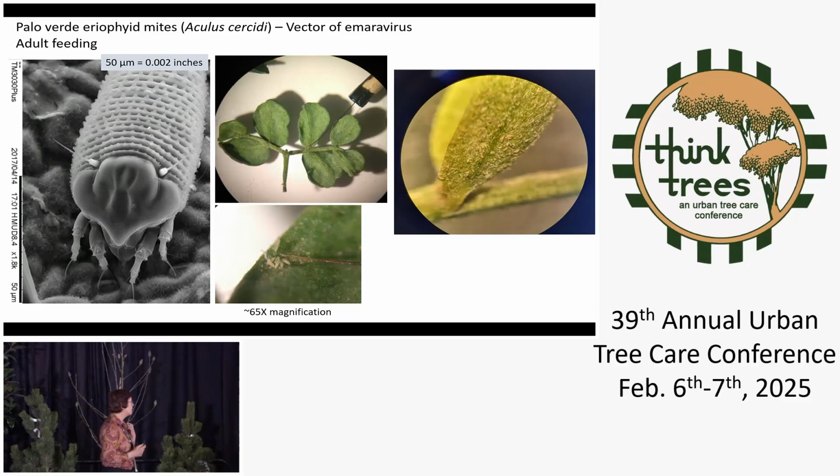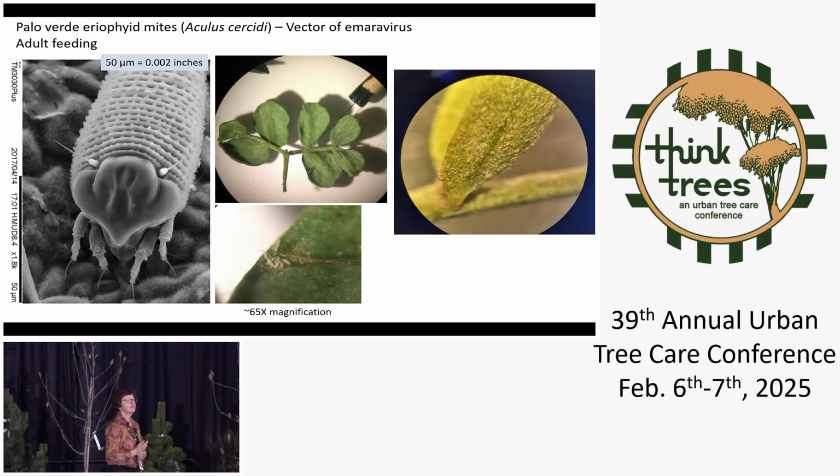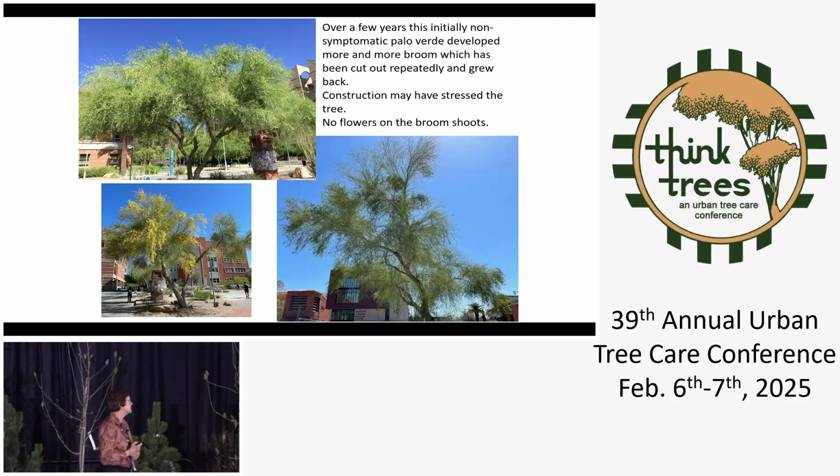And here's an example of the eriophyte mite. That's an adult feeding, and you can see on the middle picture up there, you probably cannot see the little specks of white, but that is what you would see under a regular microscope, and then with 65 times magnification at the bottom you can see it. And then on the right, these are the number of these eriophyte mites that we found on some of the desert hybrids. And the Palo Verde, not the Desert Museum, but some of the other hybrids.